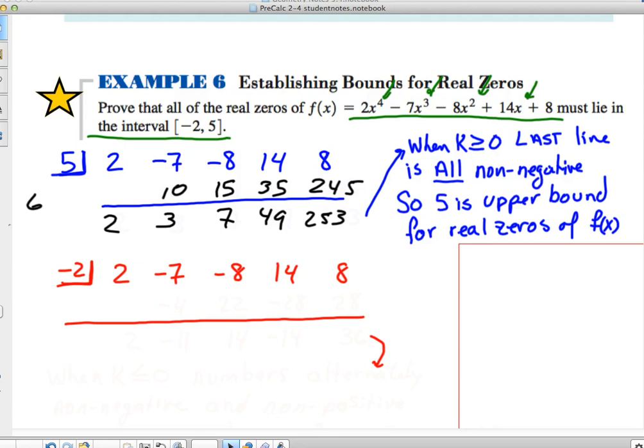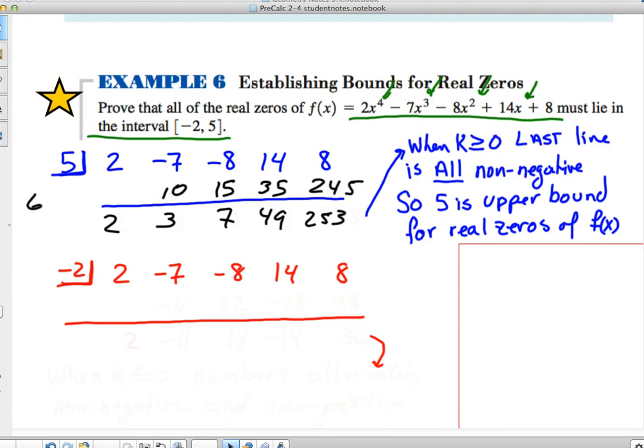Now again, all this was set up previously in the problem. They just want me to show them I understand the check for upper and lower bound when I see a problem like this. They're just wondering, can they do the steps? Can they go through the process of checking using synthetic division?